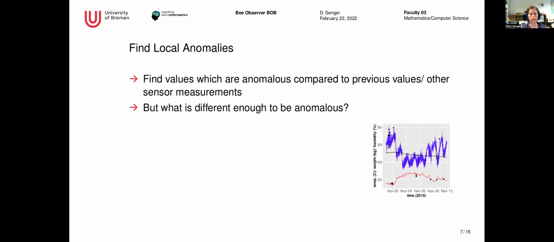But the challenge for us at the moment still is to define how big the difference has to be to have an important anomaly, and how many of those anomalies we should report to the beekeeper. We also believe that this might even differ from bee colony to bee colony. So maybe our algorithms have to be adjusted for that, and be different for every colony.